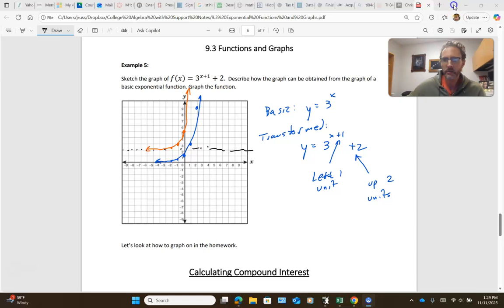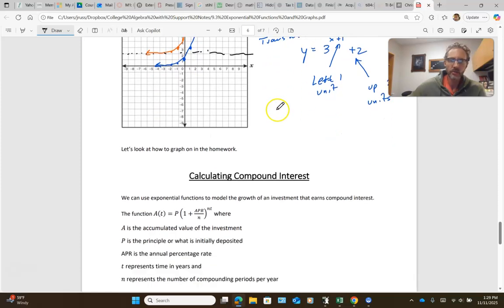Welcome back, guys. We're going to finish up 9.3, and we're going to look at how an exponential function can be used to model the growth of an investment that earns compound interest.